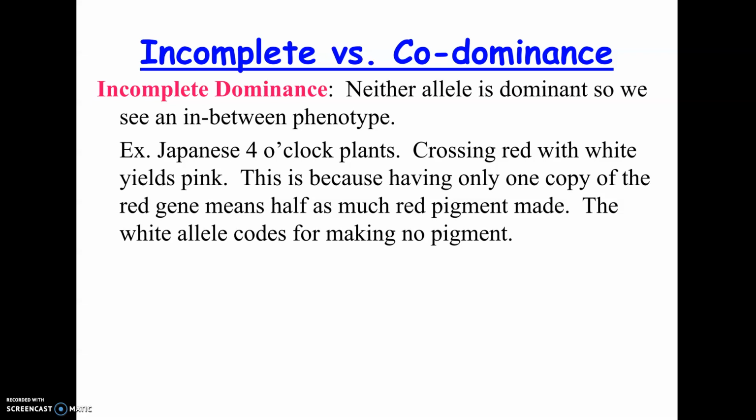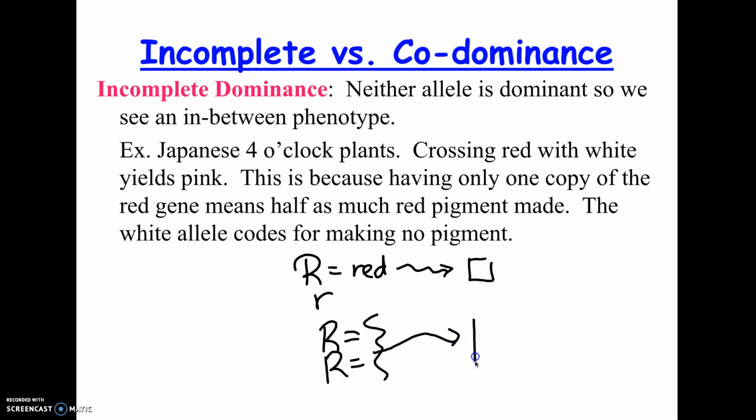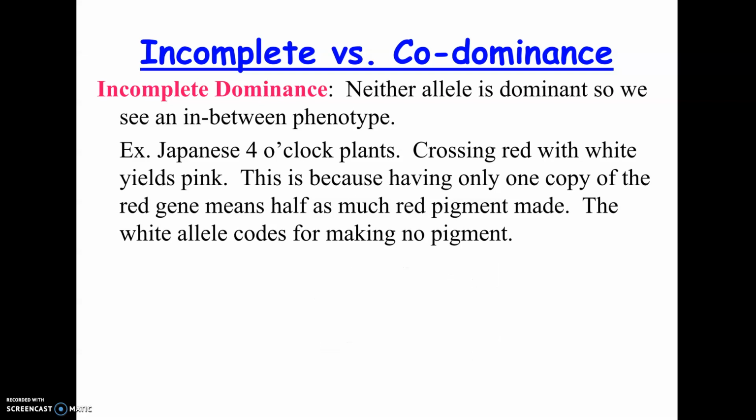Now we know that the reason this happens is because if you think of the genes as big R and little r, big R codes for making red pigment, and little r basically codes for making nothing. So if you're big R, little r, you make a certain amount of red pigment. But if you're big R, big R, you make twice the amount of red pigment. And so this would end up being red, whereas this one with half the amount of red pigment ends up being pink.